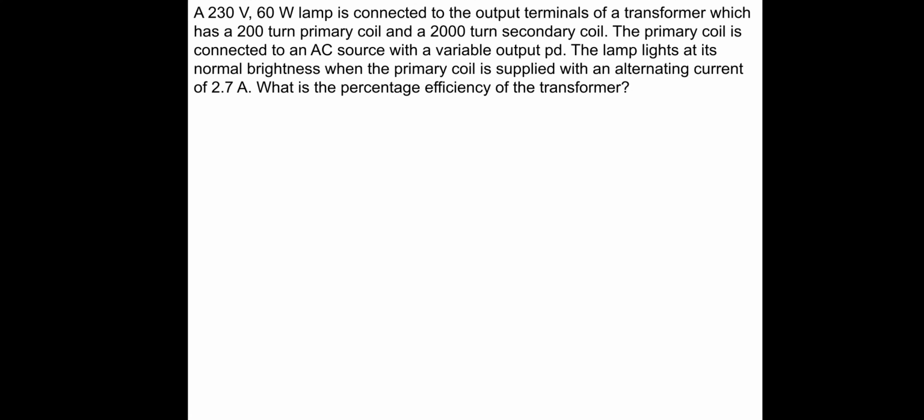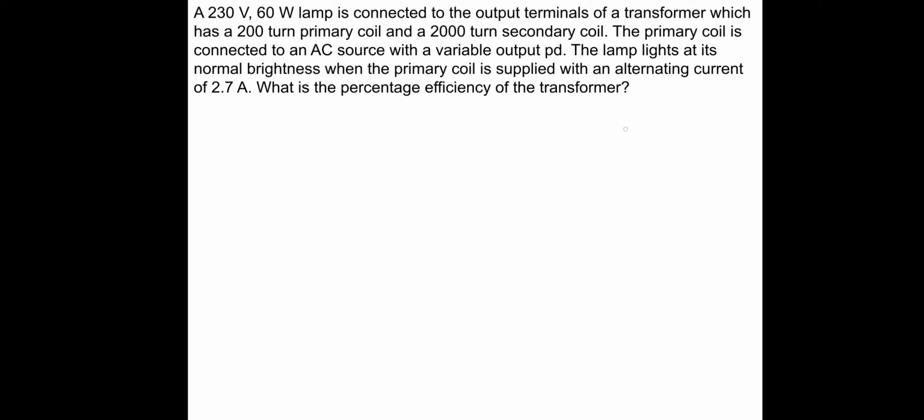So we've got one more. Bit of a convoluted one, but if you want to pause and have a go. A 230 volt, 60 watt lamp is connected to the output, so that's the secondary, terminals of a transformer, which has a 200 turn primary coil and a 2000 turn secondary coil. The primary coil is connected to an AC source with a variable output PD. The lamp lights at its normal brightness when the primary coil is supplied with an alternating current of 2.7 amps. What is the percentage efficiency of the transformer?